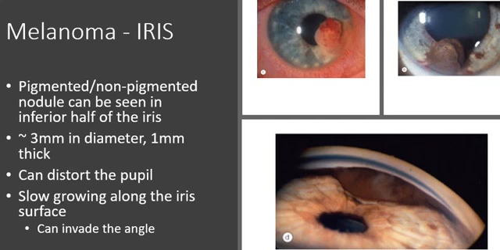So the patient will usually come in their 50s or their 60s, and they will complain that they've got an iris lesion that is getting bigger over time. Sometimes the melanoma can also grow along the iris surface and can invade the angle, and this is what's happening here. So here we've got the cornea, and the angle of the anterior chamber has been invaded by that melanoma.